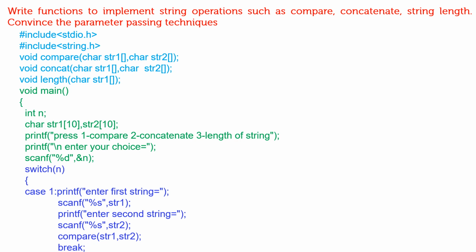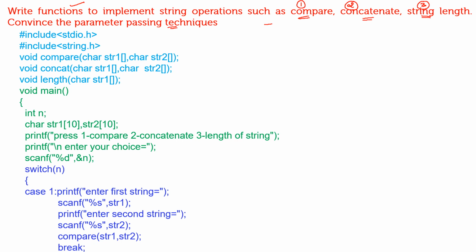So write functions to implement string operations such as compare, concatenate and string length. Convey the parameter passing technique. So you have to use the functions, and what are the three operations you have to perform? One is comparison of the two strings, second one is concatenation of the two strings, and the third one is finding the length of the string. So let me go one by one.